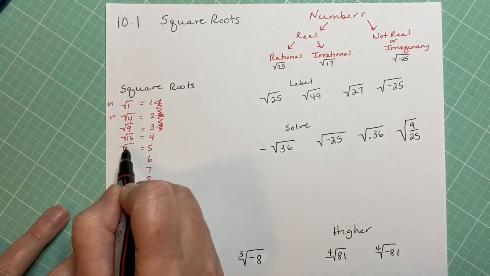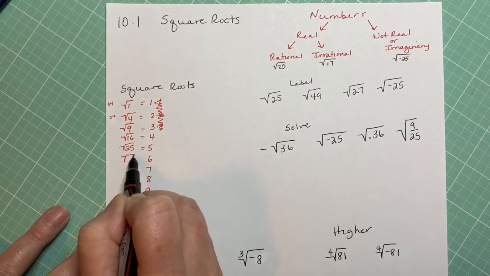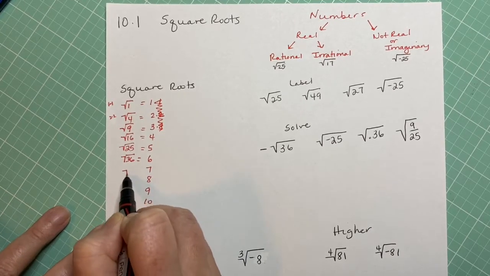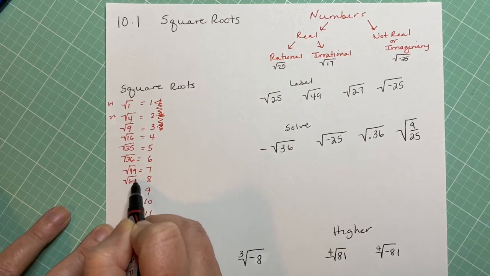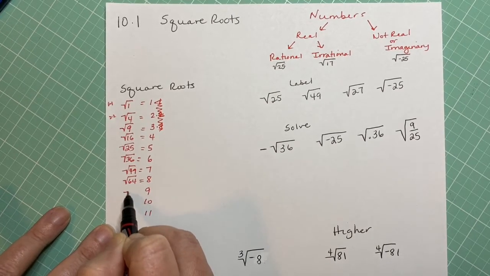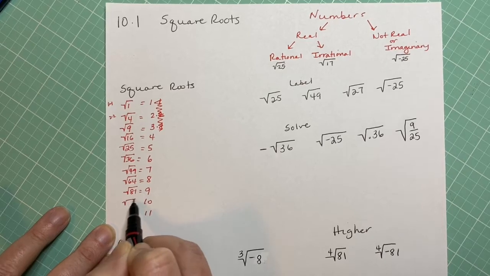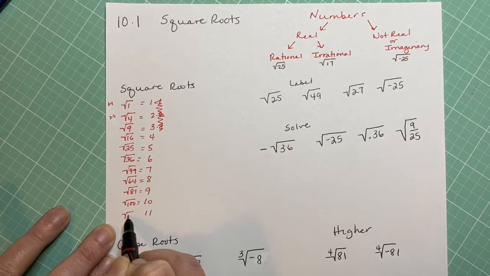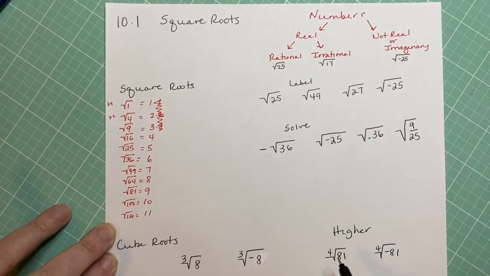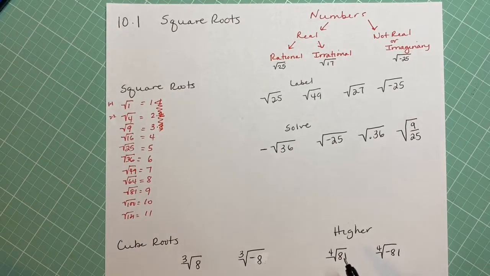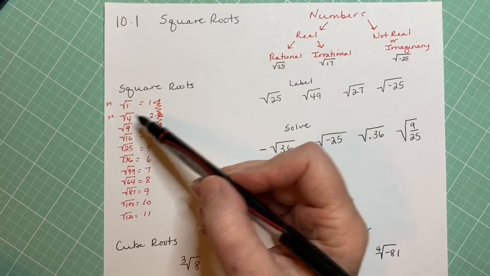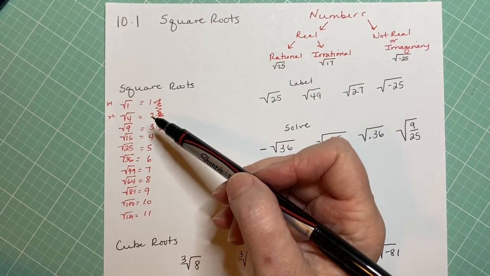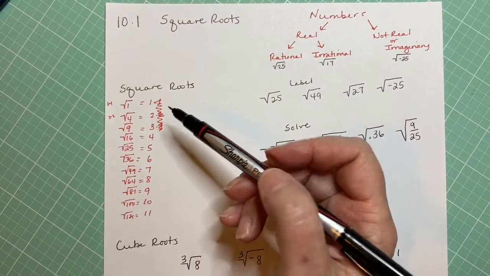5 times 5 is 25. 6 times 6 is 36. 7 times 7 is 49. 8 times 8 is 64. 9 times 9 is 81. And you've got 100 and 121. You can keep on going, but usually those are the main ones that you're going to see. Now the square root of 4 is equal to 2 because 2 times 2 is equal to 4.